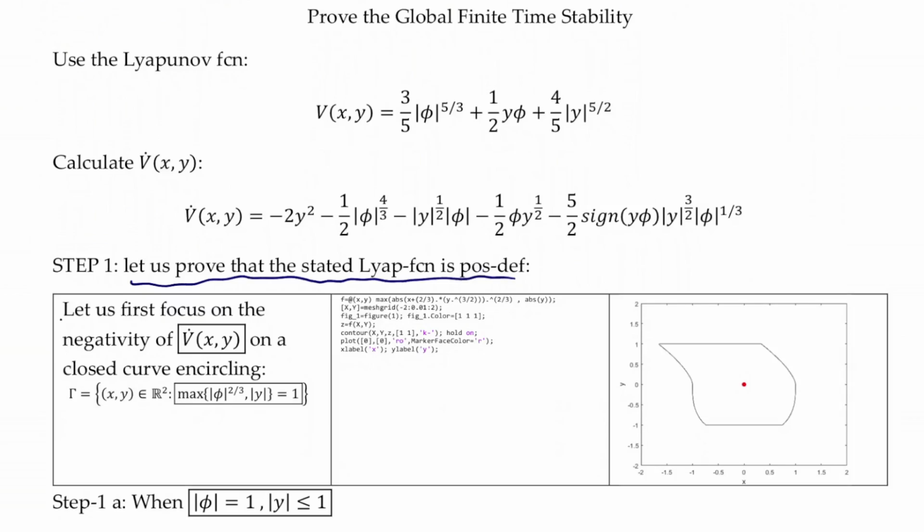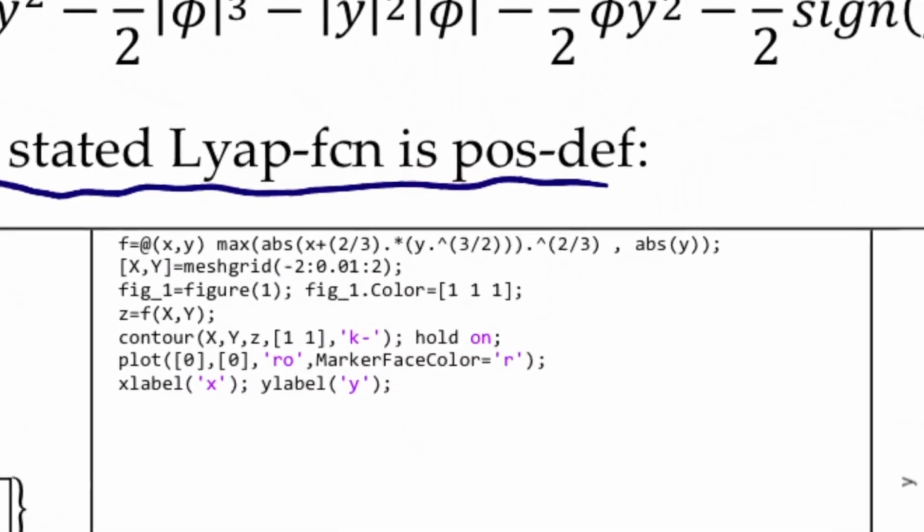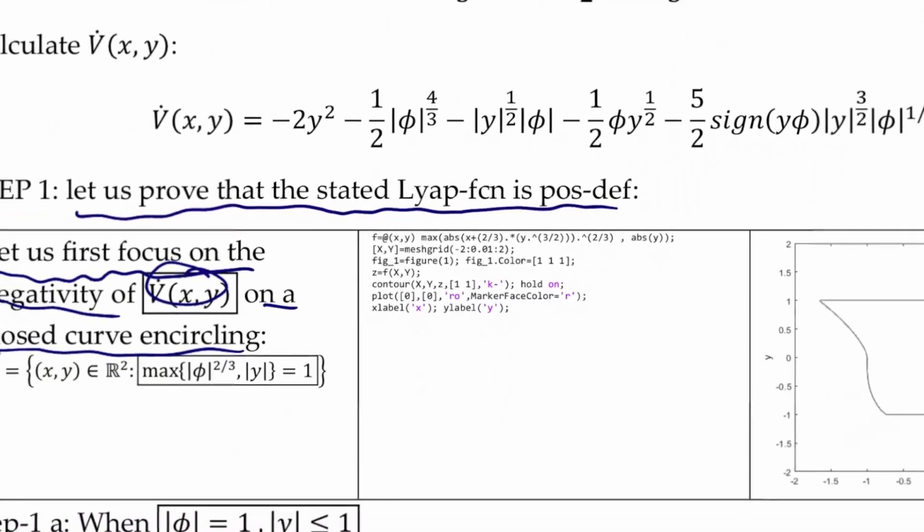And first, let us focus on the negativity of V dot on a closed curve encircling the origin. Here is the closed curve definition, and this is the set. To be able to draw that, you have this MATLAB code. And here this is phi, and 2/3, and this is y.